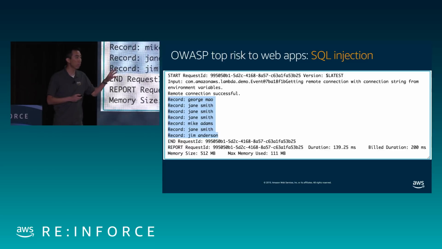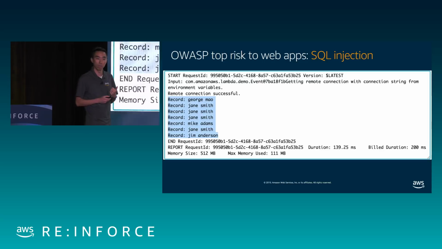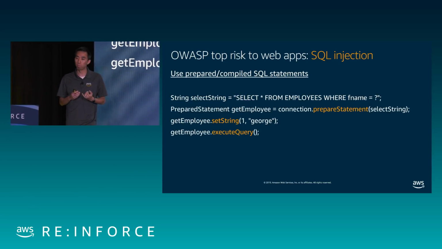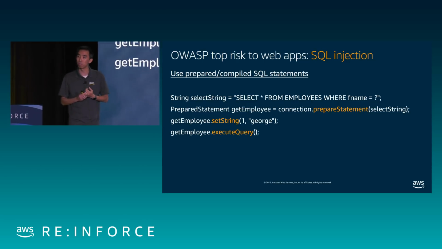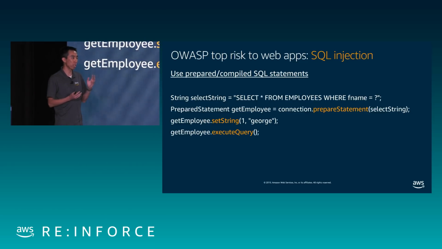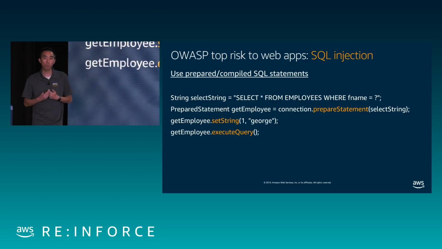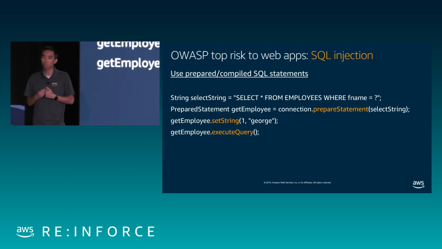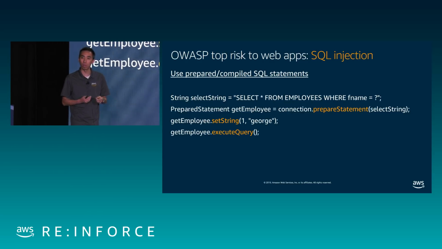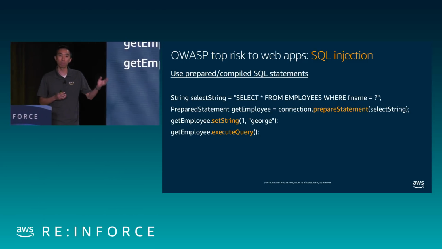That input could be an S3 file that you've just read in. It could be an API call that was invoked from API Gateway. So what we want to do when you're building your applications is always use prepared or precompiled SQL statements. This is an example written in Java, but the same concept is available for pretty much any programming language out there. The idea is that you want to precompile your SQL statements so that the server knows it's going to expect one single input and only that, and it won't execute any other SQL that isn't part of this compilation.